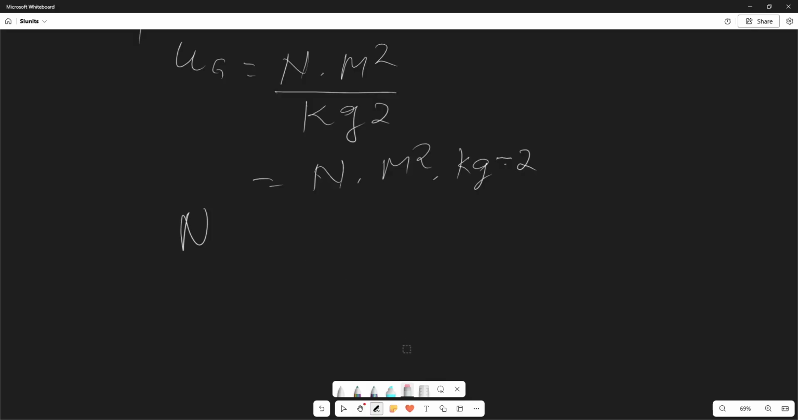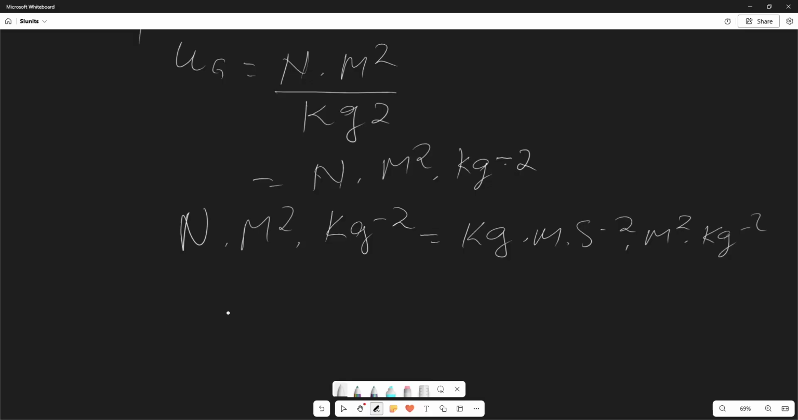let's do that here. So newton meter squared per square kilogram, yes, and then write newton as kilograms meters per square second, and then you write the meter squared here and the kilograms to the minus 2 there. Right, so this implies newton meter squared per square kilograms, which is the units of G in terms of base units.